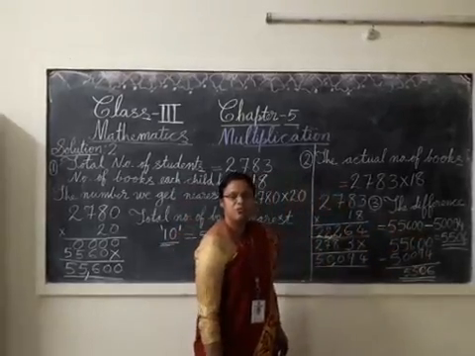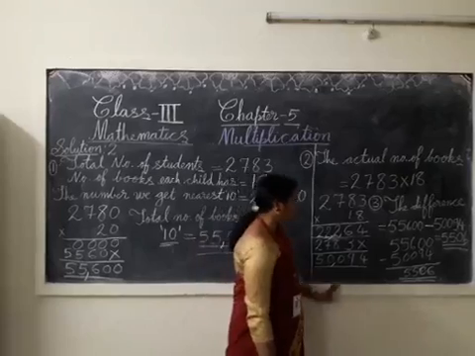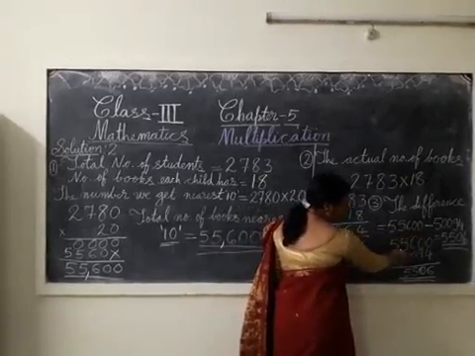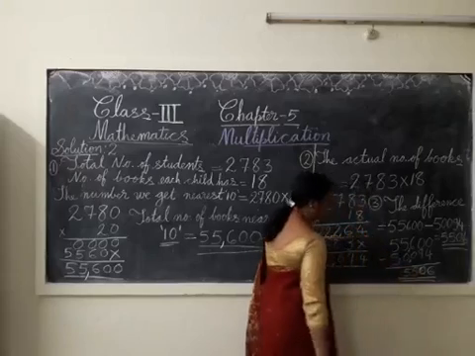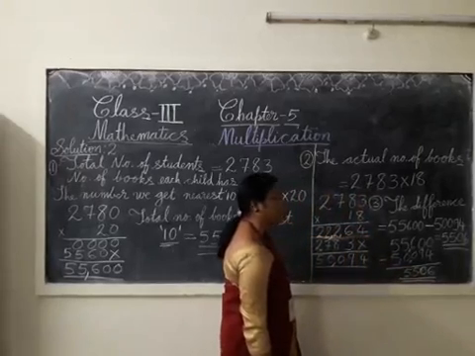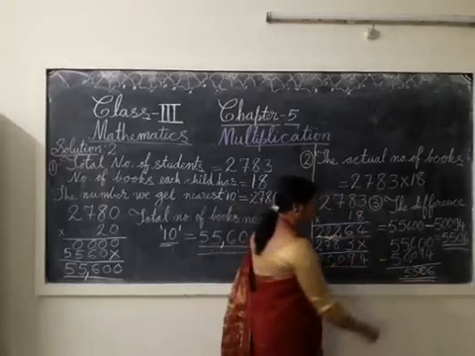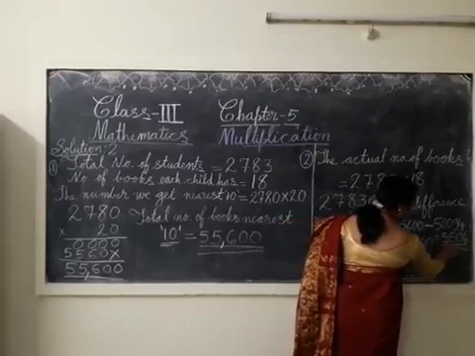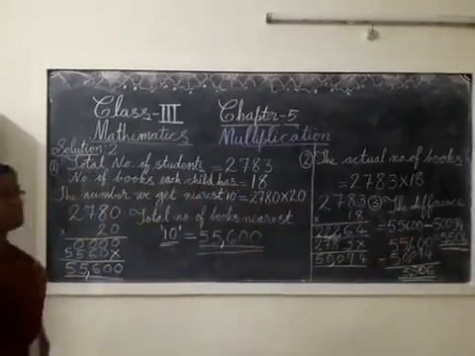The difference between the estimated number and the actual number. Here I have found the difference also. When we subtract 50,094 from 55,600, we get 5,506. 5,506. Once again you can check the answer.